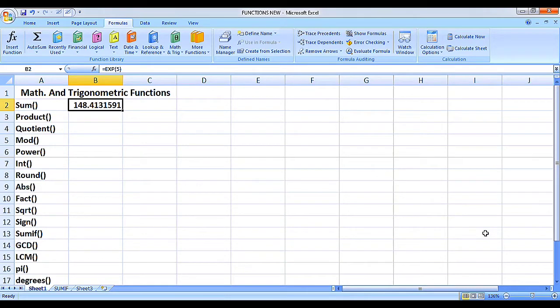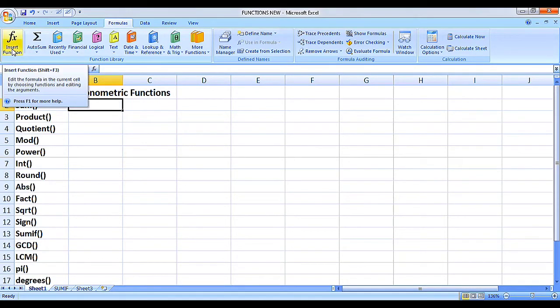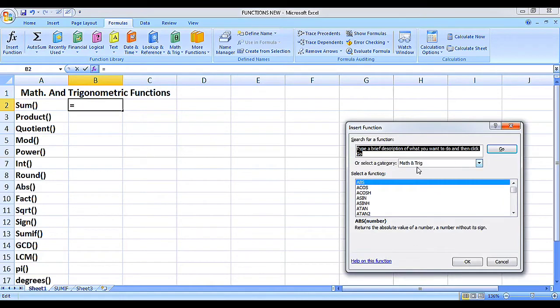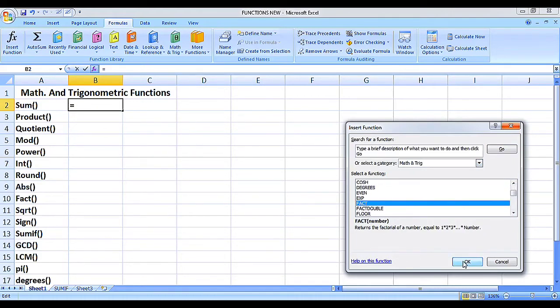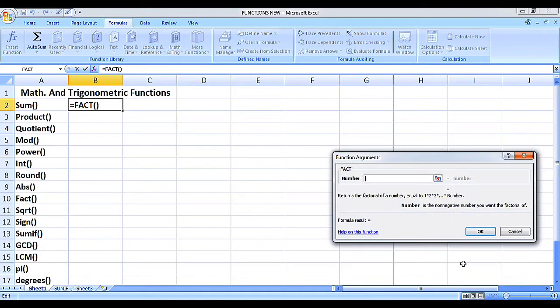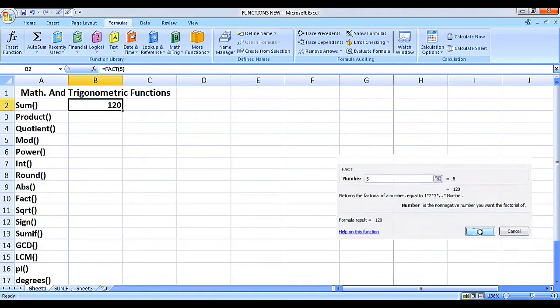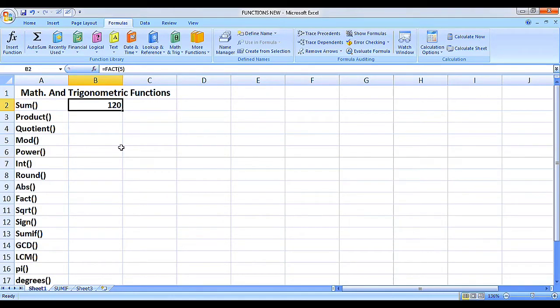This is another way. One more way is to click on the Insert Function button, then select the category, then click the function which you want to insert, then click OK button, then type the arguments, then OK. In all examples, I will directly enter the functions since I know the names of the functions.